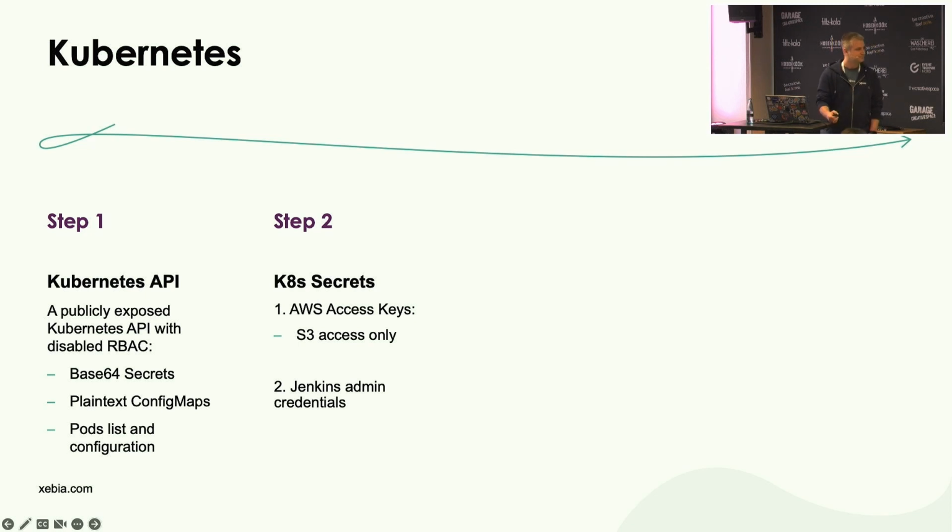So I checked all these config maps and secrets. I found access keys for S3. Not enough, just S3. And I also found admin credentials for Jenkins. And now we have two ways to access that Jenkins. We can either find a public Jenkins endpoint, or we can forward ports to our local machine to access Jenkins running on one of the pods from our local machine. Both ways were available here because the Jenkins was also public.